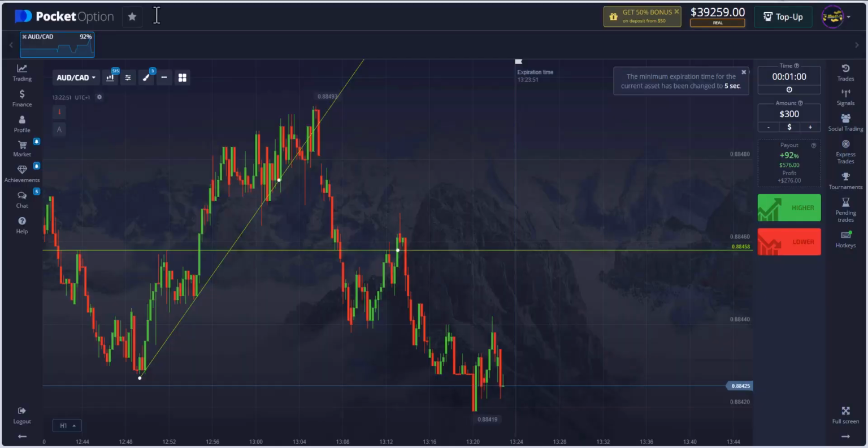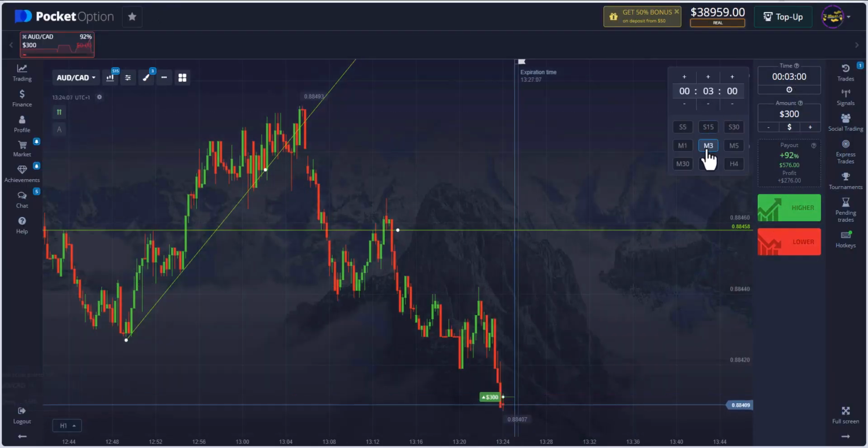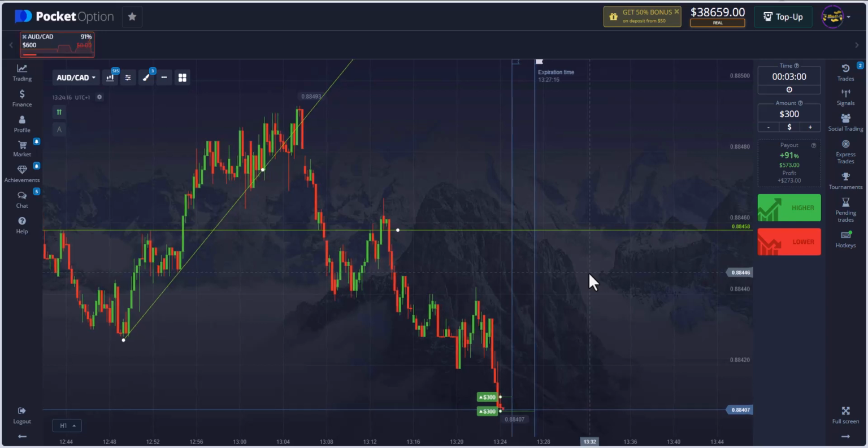Alright folks, let's switch to the chart and open our first long trade. And oops, I accidentally opened it for 1 minute, but no worries. Let's open another one, but this time on the 3-minute time frame. And while our two trades are in progress, let's discuss our topic for today.